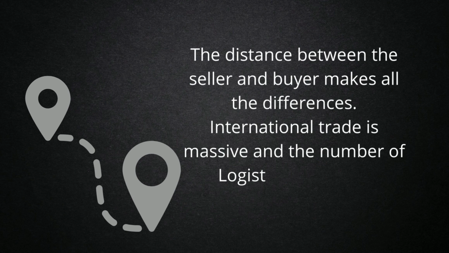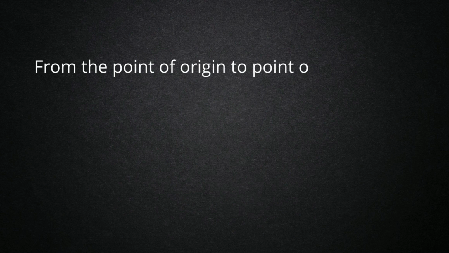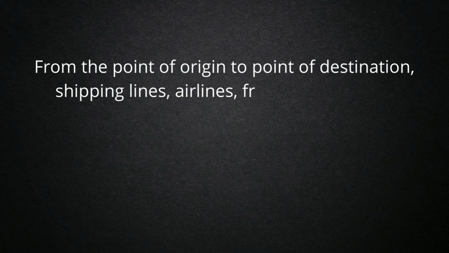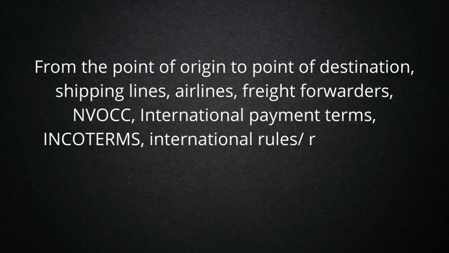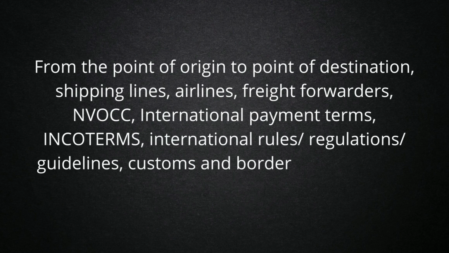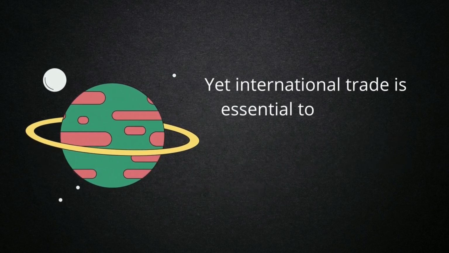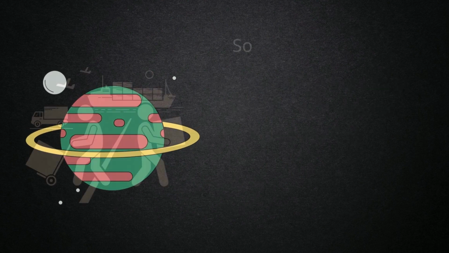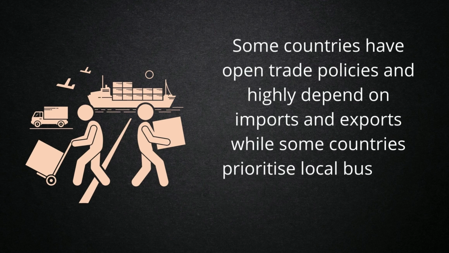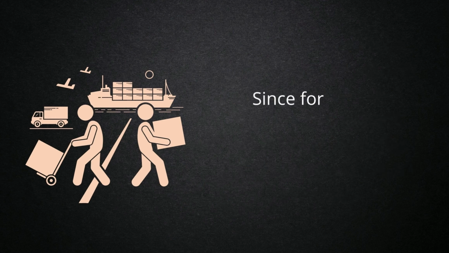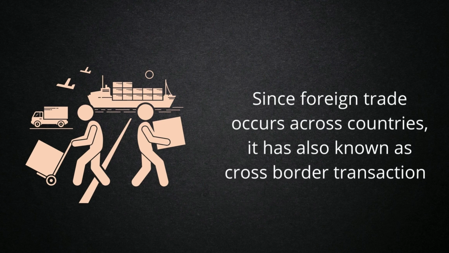International trade is massive and a number of logistics and other activities are involved. From the point of origin to the point of destination, shipping lines, airlines, freight forwarders, NVOCC, international payment terms, Incoterms, international rules, regulations, guidelines, customs and border control bodies will be involved. Yet, international trade is essential to keep the world moving. Some countries have open trade policies and highly depend on imports and exports, while some countries prioritize local business interests. Since foreign trade occurs across countries, it is also known as cross-border transaction.